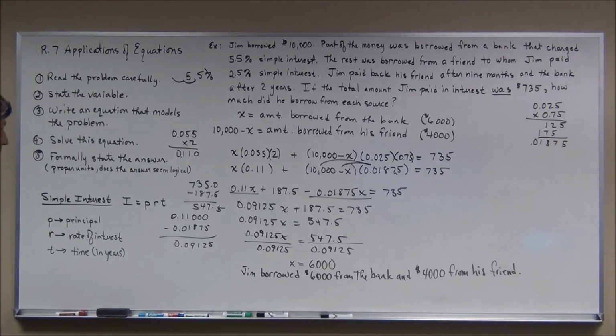And that's the problem. So notice the 5 steps. Read it carefully, state the variable, write the equation that models it, solve the equation, formally state your answer. Good suggestion, just in case you get another one like this, have a calculator close by.